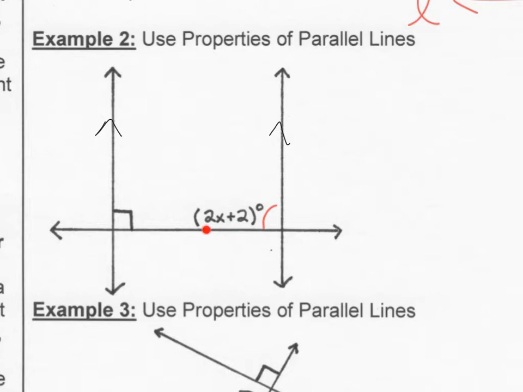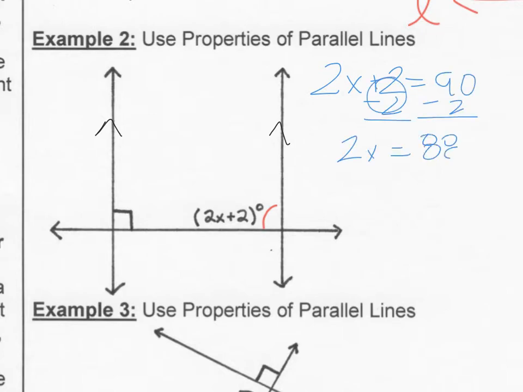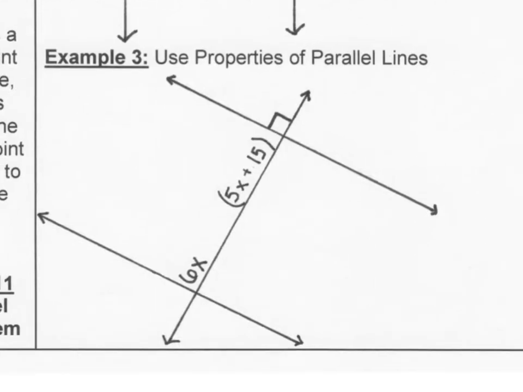We know what this is. That's a 90-degree angle, so we can set up our equation: 2x plus 2 is equal to 90 degrees. So we're going to subtract 2, and 2x will equal 88. Then we divide by 2, and x is equal to 44. So in order for these two lines to be parallel with each other, the value of x must be 44.